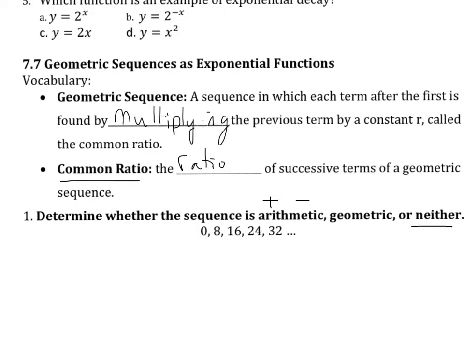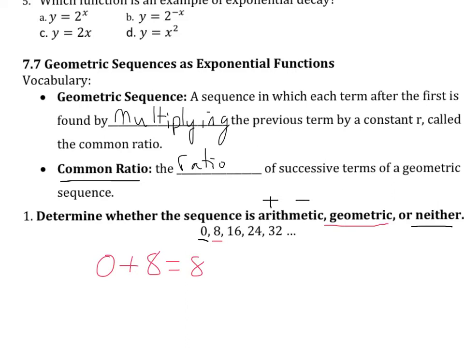So let's take a look at our first term in this example. First term is 0, and our second term is 8. So the first question we're going to ask is, what can we do to 0 in order to get to our second term, 8? Well, we know that this can't be a geometric sequence because we can't multiply 0 by anything to get the number 8. So in order for us to get from 0 to 8, we're going to have to add 8 to 0.